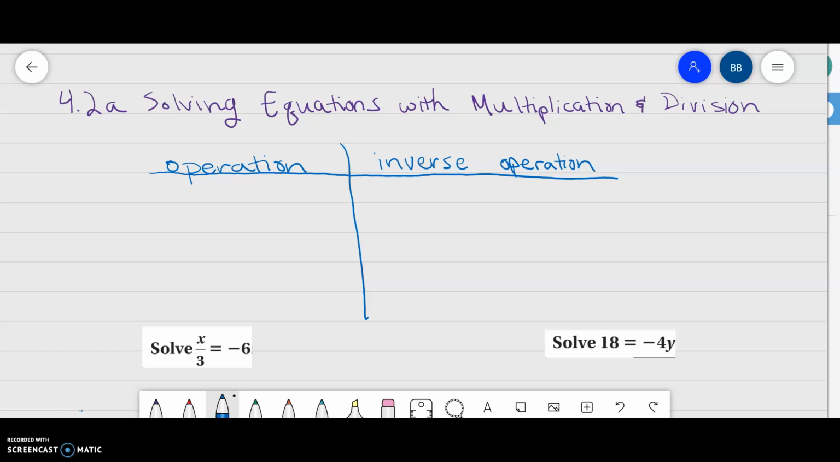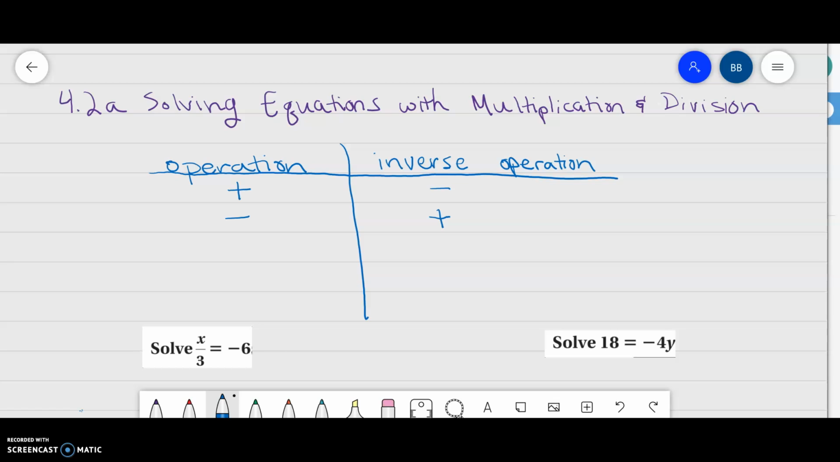In section 4.2, we are going to be solving equations with multiplication and division. So in section 4.1, we were solving with adding and subtracting using inverse operations, which if you remember are operations that undo something that has been done to the variable or undo another operation. So in 4.1, if we had a variable that had something added to it, the inverse operation we used was subtract. If we had a subtraction situation, the inverse of subtraction is adding.